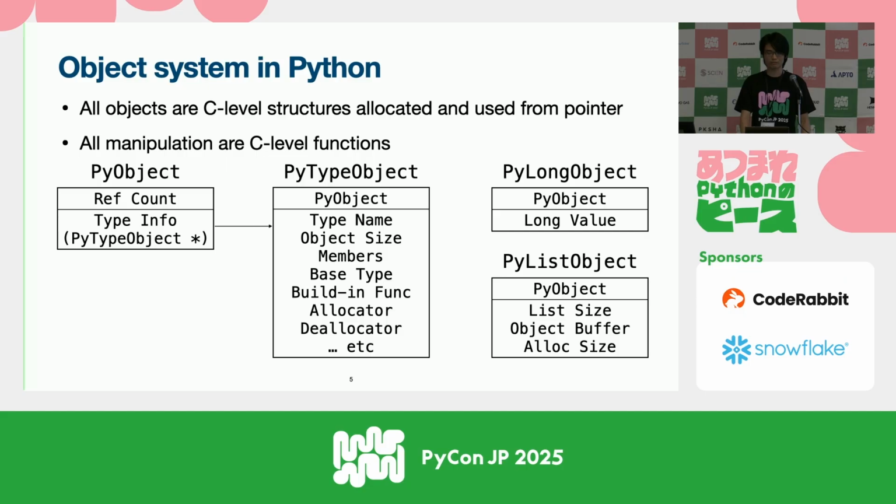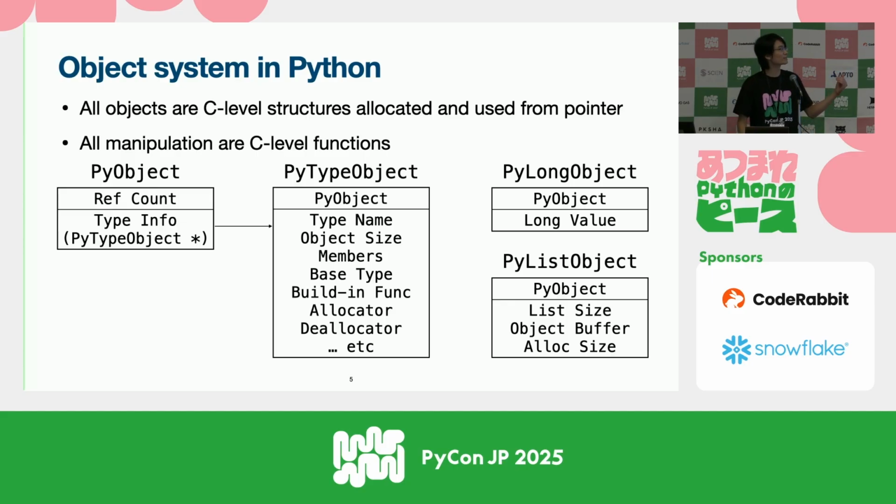One is the PyLong object, which is used for integers in Python. Aside from the PyObject header, there is a long value which stores the real value of the integer. And for the list, there might be a field for the size of the list so that we can use the len function to get the number of items in the list, and then the actual buffer that stores the objects of the list. And then there must be an allocation size to know how much buffer we have now, so that we don't get any memory errors.